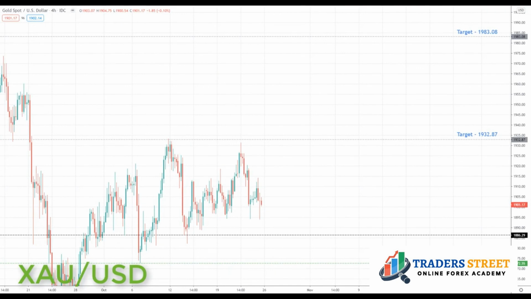And last but not least, we have gold. Now last week we were sitting in this area, and we highlighted the 1886.290 as an area to look for a bounce to the upside in this market. We did have a bounce to the upside, but it kind of grinded out the week. We didn't really have any explosive moves, which is what we would like to see. And we came within a few points of our target at the 1932.87.